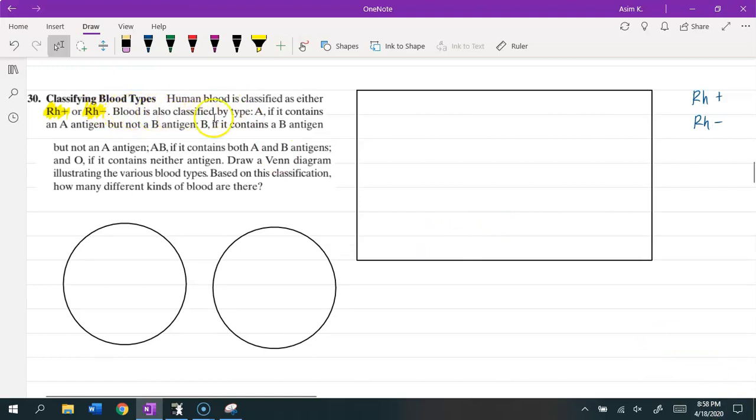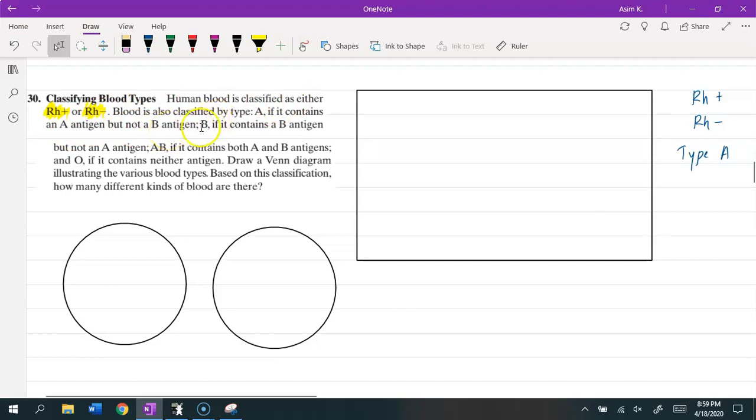It says blood is also classified by type. So not only can you classify it by Rh, you can also classify it by type. And so the types they're talking about are the following. It says you can have type A. All right, so we're just first listing everything that could happen. Type A, if it contains an A antigen but not a B antigen.